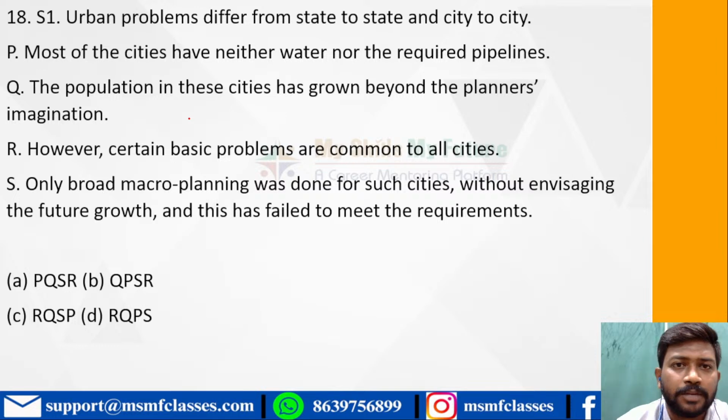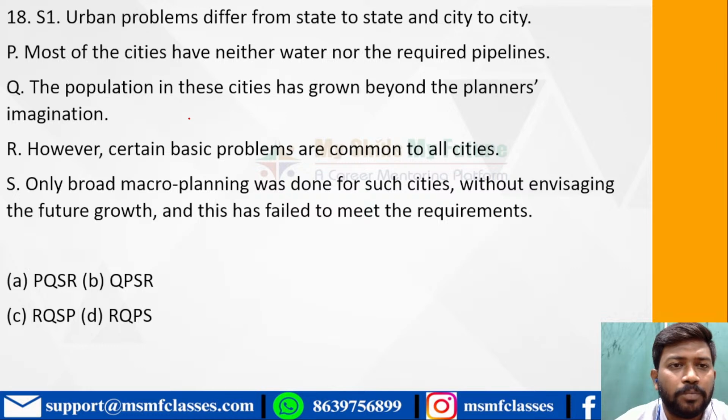Most of the cities have neither water nor the required pipelines. Okay, this is also one of the problems. The population in these cities has grown beyond the planner's imagination. However, certain basic problems are common to all the cities.